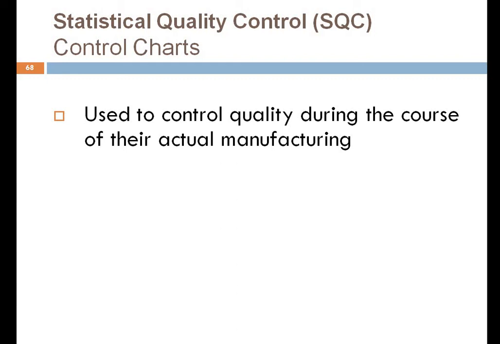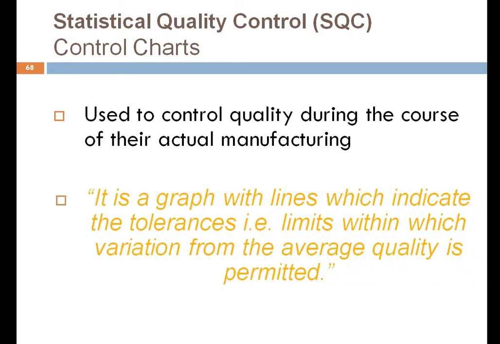In other words, we can say work in progress, when it is being executed or when we are processing the raw material, how are we going to check the quality of the work in progress? In that particular case, we are going to use the control charts. It is a graph with lines which indicate the tolerances. And what do tolerances mean? These are the limits within which variation from the average quality is permitted.